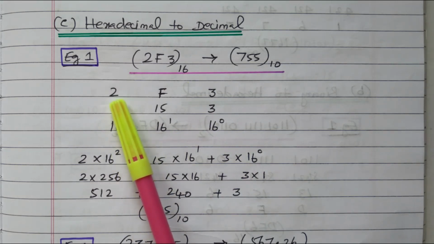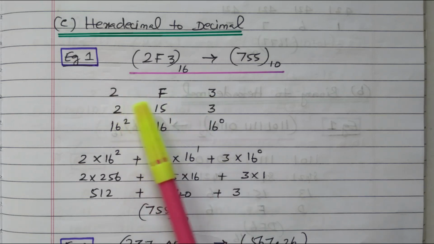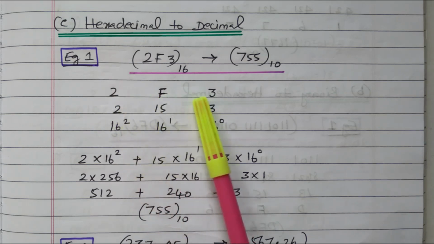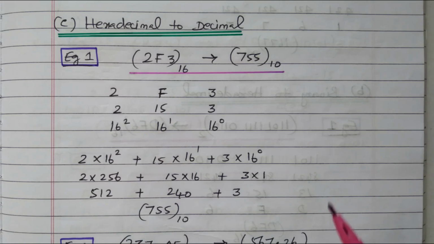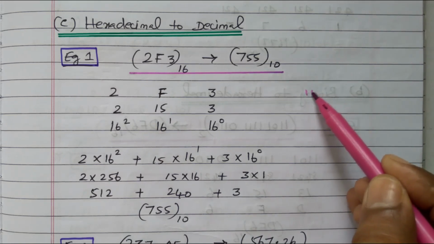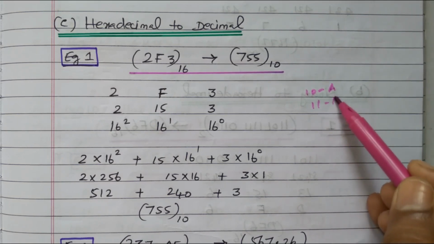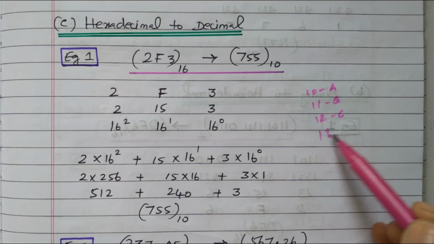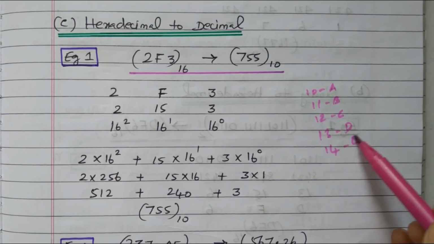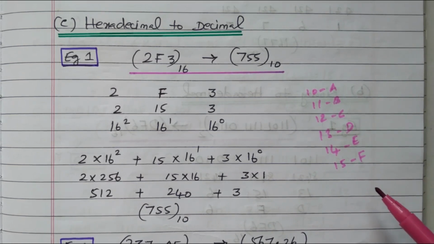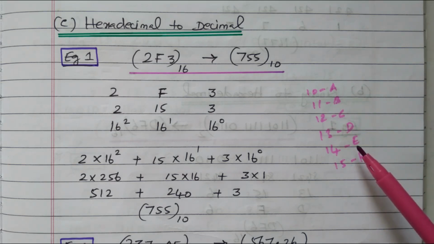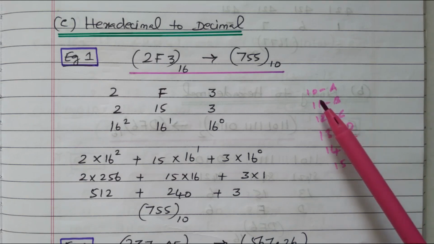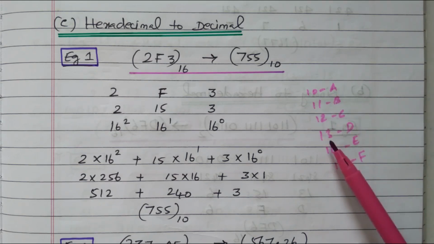So first write the given hexadecimal number 2F3. What is the value of F? From 0 to 9, the digits are as they are. From 10 onwards, 10 is A, 11 is B, 12 is C, 13 is D, 14 is E, 15 is F. From 10 onward, we need to write with alphabets. So this hexadecimal code is an alphanumeric code. So 10 is A, 11 is B, 12 is C, 13 is D, 14 is E, 15 is F.